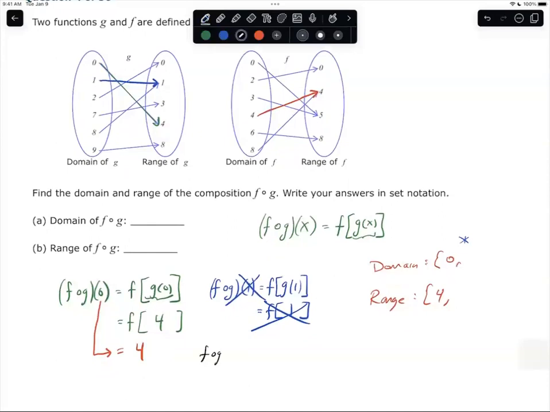F of g of 2. So we ask ourselves, what is g of 2? G of 2 is 0. And can we find f of 0? It's 5. Good. So 2, 5. You can plug in 2 into f of g, and the output is 5. So that means 5 is part of the range of f of g, 2 is part of the domain.